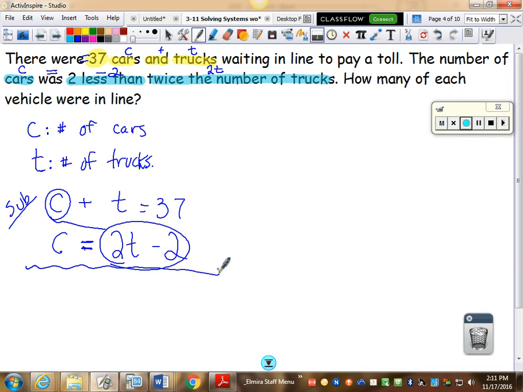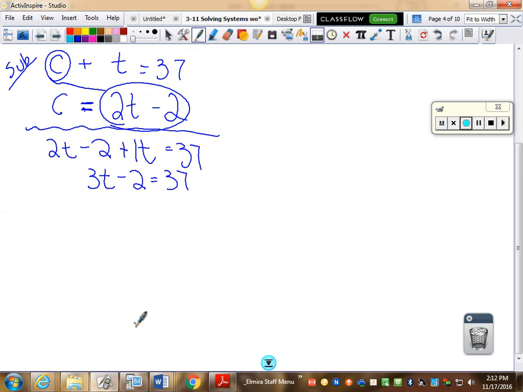So I'm going to do 2t minus 2 in place of C plus t equals 37. So 2t plus 1t is 3t minus 2 equals 37. Okay, got a basic two-step.